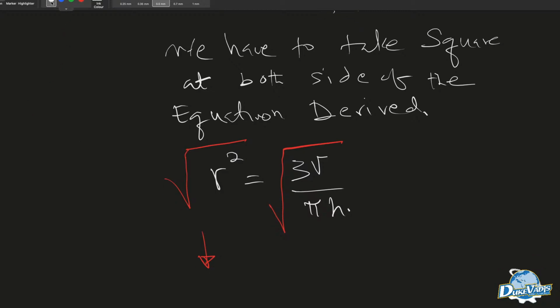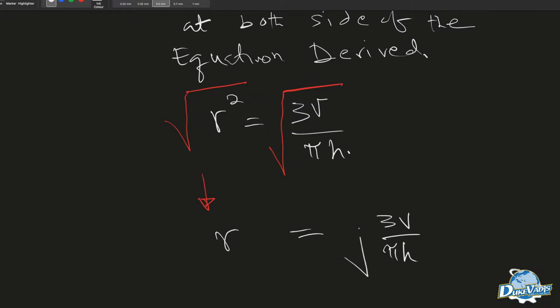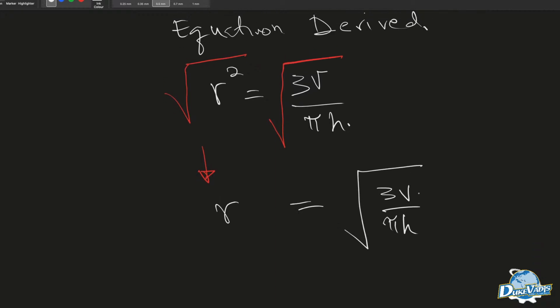As you can see, this will give us r equals the square root of 3v over pi h. Hence the change of the subject. So you see that it's not all that difficult. Some people can decide to write it this way: r is equal to (3v over pi h) to the power half, which is the same as this equation we see over here. Okay, friends, that is the end of change of subject.